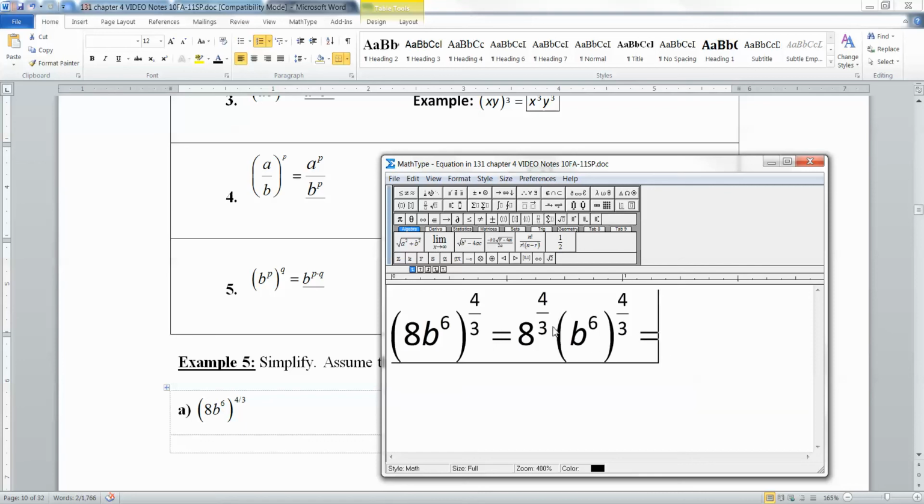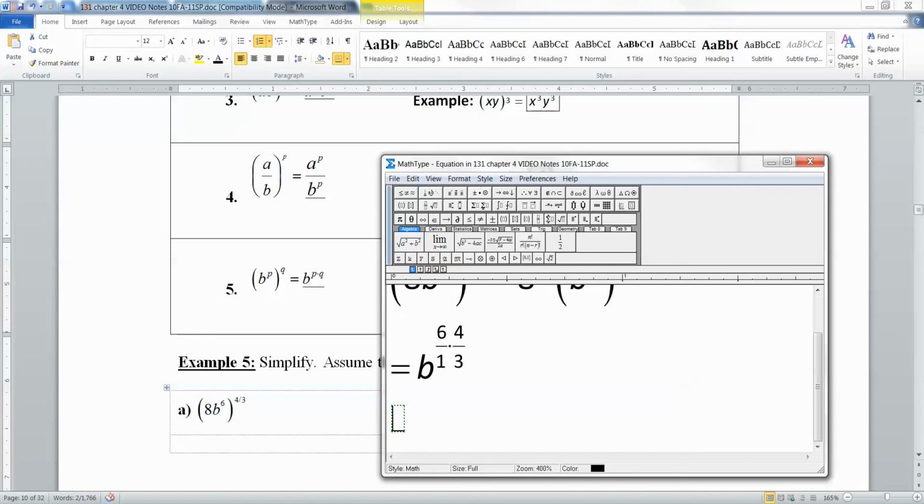Okay, so you're going to have to do two parts here. You have to deal with the 8, and you have to deal with this guy. So honestly, the b part is actually easier. For the b part, you're just going to take b to the, it's really 6 over 1 times 4/3, and we'll figure that part out, right? It's the multiplying powers thing. So that's not too bad. The 8, on the other hand, is a little bit harder.